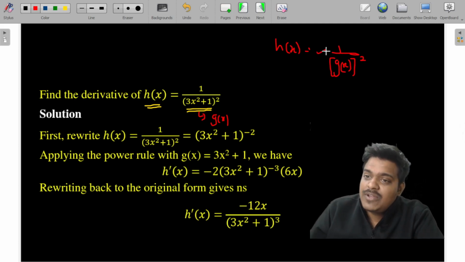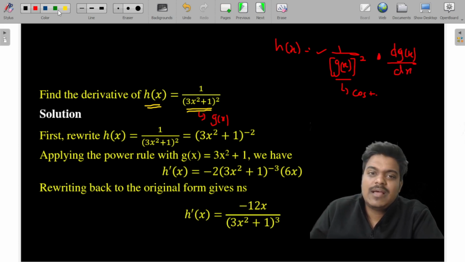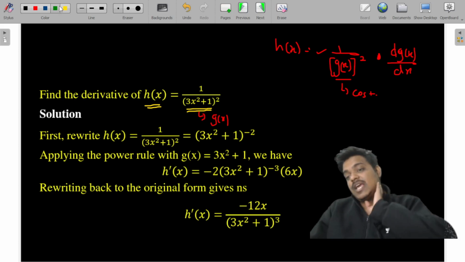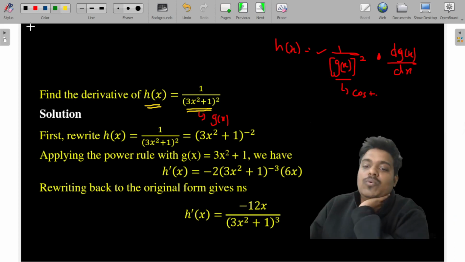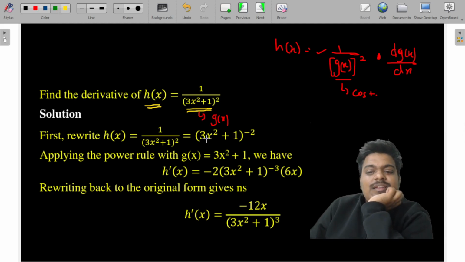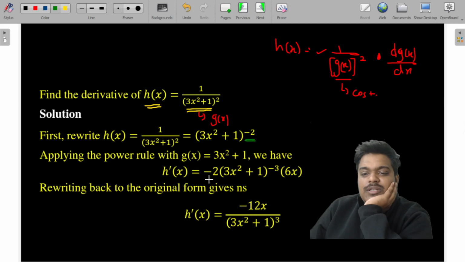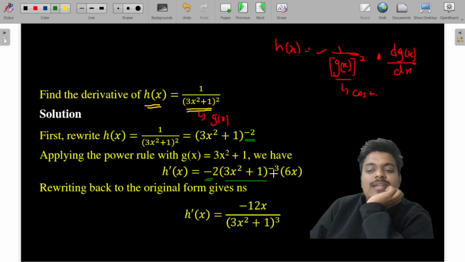Now you will differentiate this function keeping g x as constant, and then you will multiply this with the differentiation of g x. Is it clear? So what we are assuming here is very, very important. So this is nothing but 3x square plus 1 to the power minus 2. We differentiate it. So this is equal to minus 2 comes in front, 3x square plus 1 to the power minus 2 minus 1, so minus 2 minus 1 is minus 3.